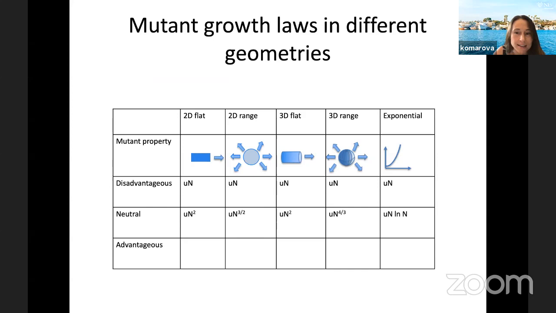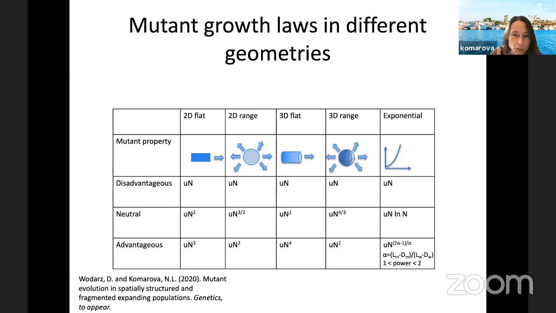Not so easy here, but it's possible to derive laws both for neutral and advantageous mutants and compare them with well-known laws of exponential growth. You may know this n log n result of the Luria-Delbruck distribution. This is the number of mutants in an exponentially growing colony of size n without space. And in space, depending on the dimensionality and the geometry, there are always power laws. So you can see that all of these grow faster than the non-spatial case. We compare n log n with powers of n that are larger than one, right? Any power of n larger than one will grow faster than this. So this proves that neutral mutants in any geometry will grow more in a spatially distributed system compared to a mass action system.